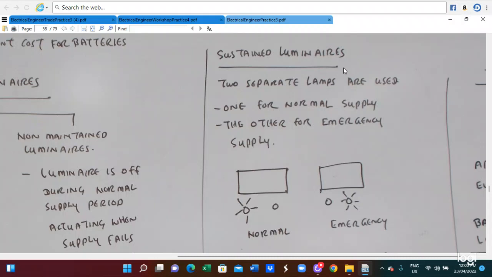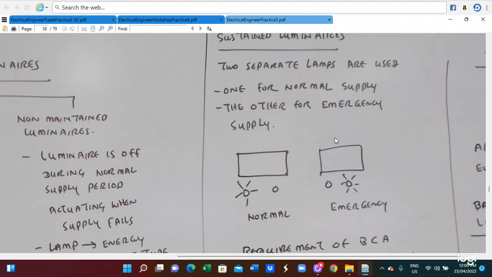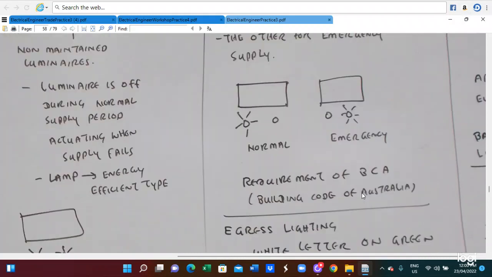In sustained luminaires, two separate lamps are utilized. One for the normal supply, the other for the emergency supply. This is the normal supply, this is the emergency supply system.